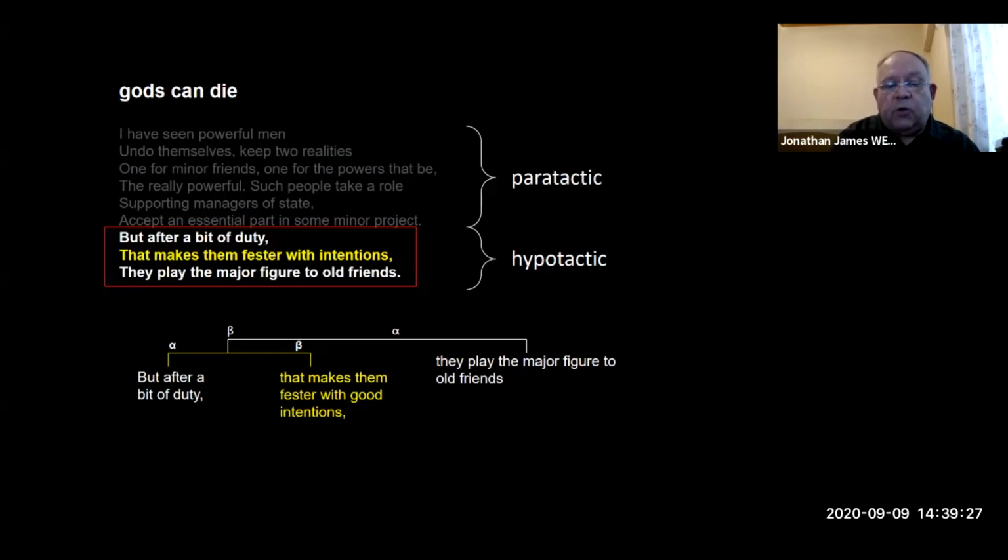That's where it's foregrounded. And what is being foregrounded here? After a bit of duty that makes them fester with intentions. What does fester mean? Fester is like when you have a sore, an infection, and it gets all pussy and like that. That's festering. And that's the picture. The picture that he is pointing you toward is where he is complaining about his friend.